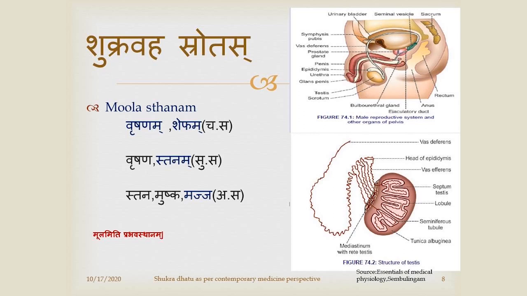Those three layers are tunica vasculosa, tunica albuginea, and tunica vaginalis. And the posterior layer of the testis is covered by only tunica albuginea. This tunica albuginea is thickened to form the rete testis and the mediastinum testis. In this mediastinum testis, you can see so many channels. These channels are known as rete testis.